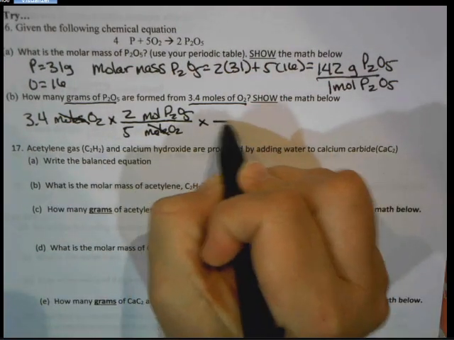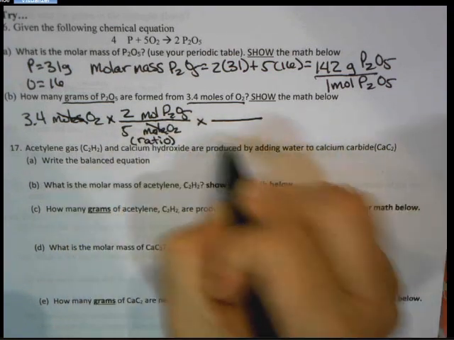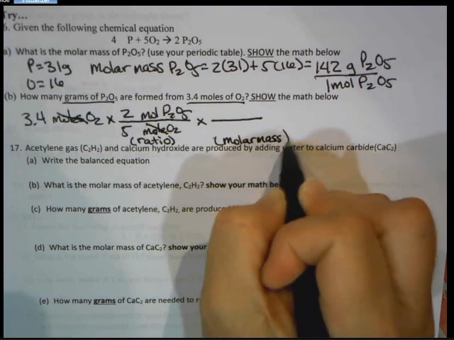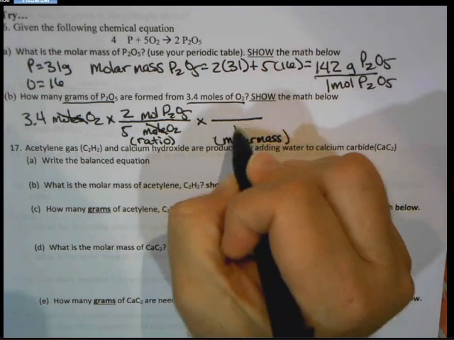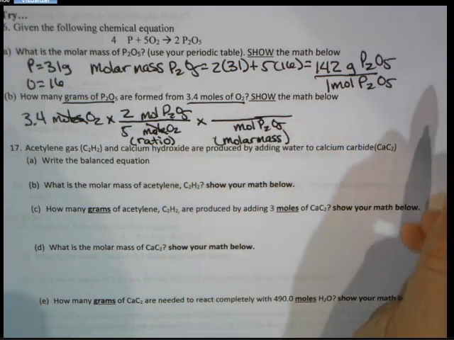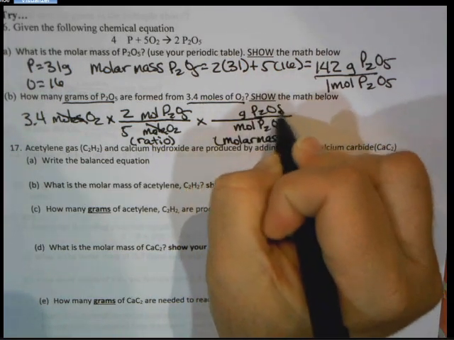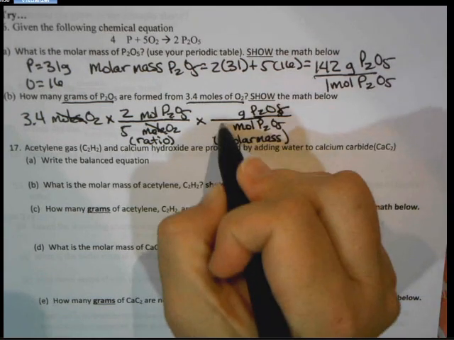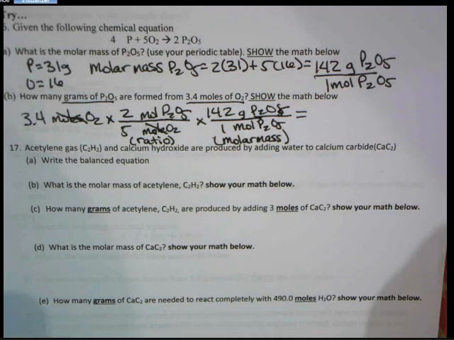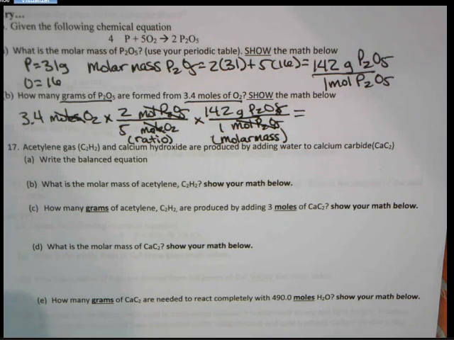Now I'm going to do my next conversion. Remember, we do the mole ratio, and then we do molar mass. So I'm going to have moles of P2O5, and molar mass is in moles and grams, so grams is on top. I'm going to look up here, 1 mole P2O5 is 142 grams. Then I can cancel moles of P2O5 and calculate it out.